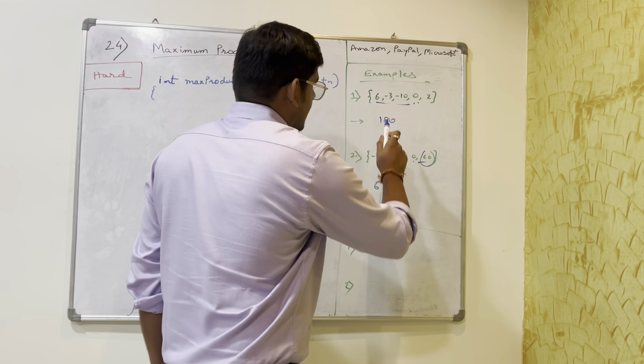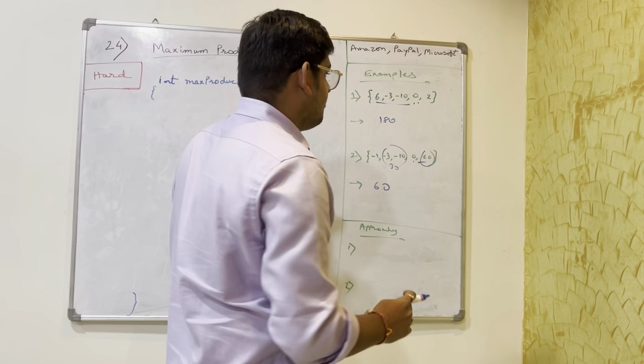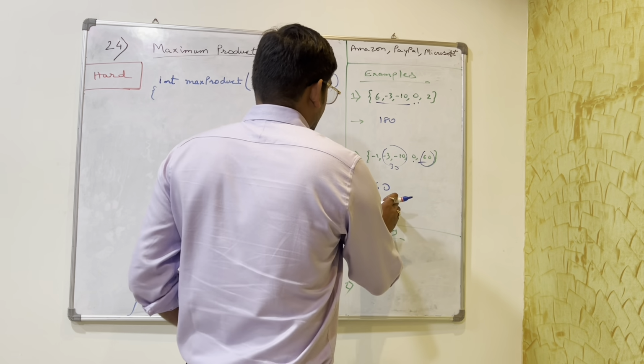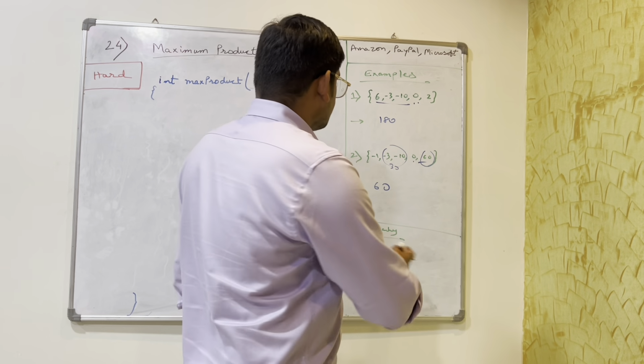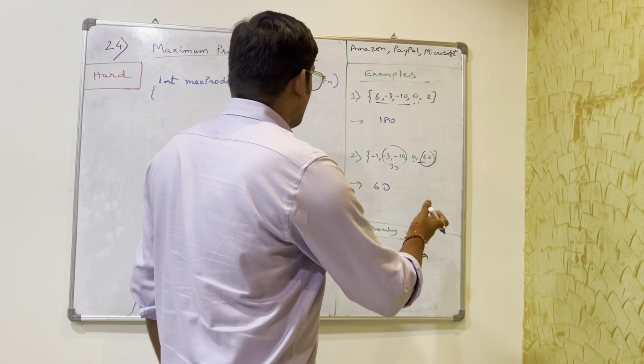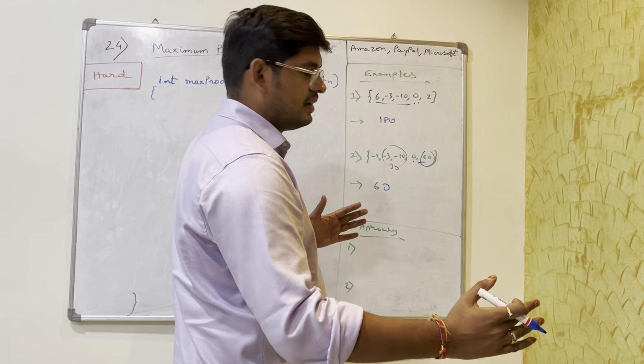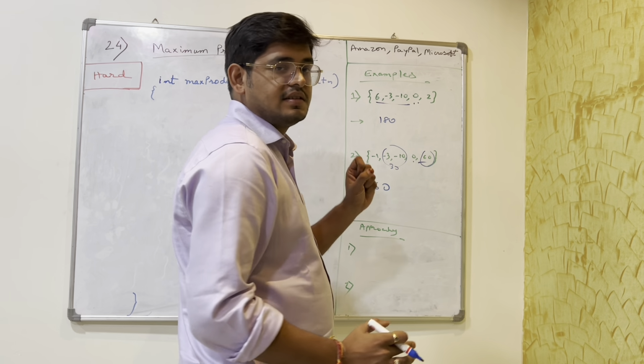Also, we see that when the elements are positive, suppose the subarray is 1, 2, 3, 4, 5. If we include the whole subarray and multiply it, it obviously would increase, right? So we'll take all the elements. The subarray will be the maximum subarray, right? So this is the second observation.